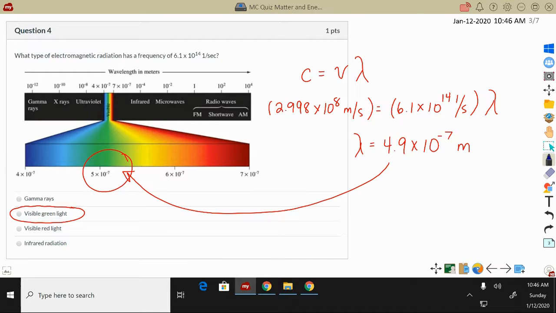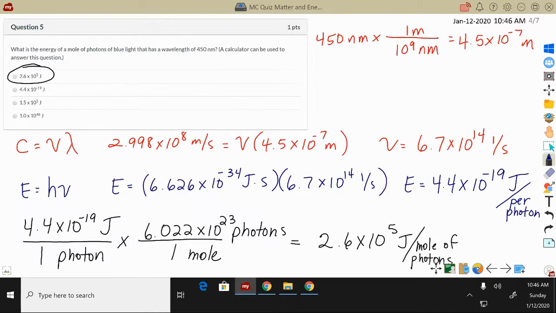This would be visible green light. And again, another question that would be free response, because you probably want a calculator for this. Same thing with 5, right? This is totally free response. This screams free response.